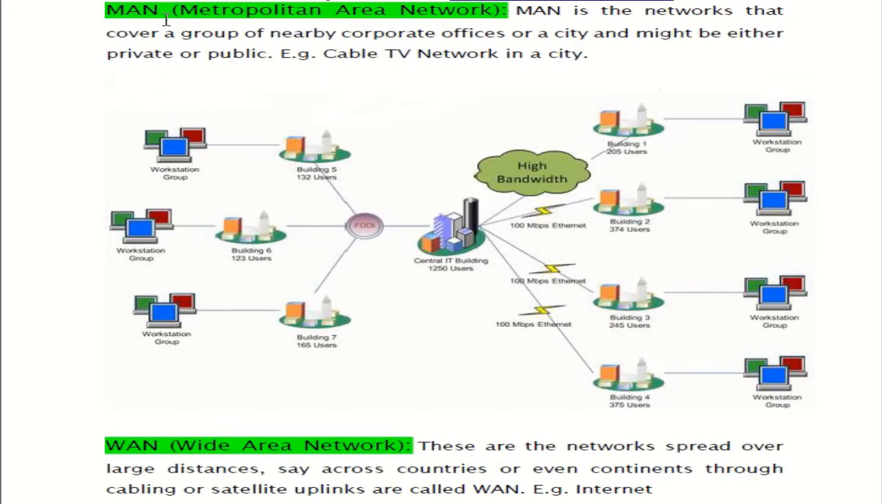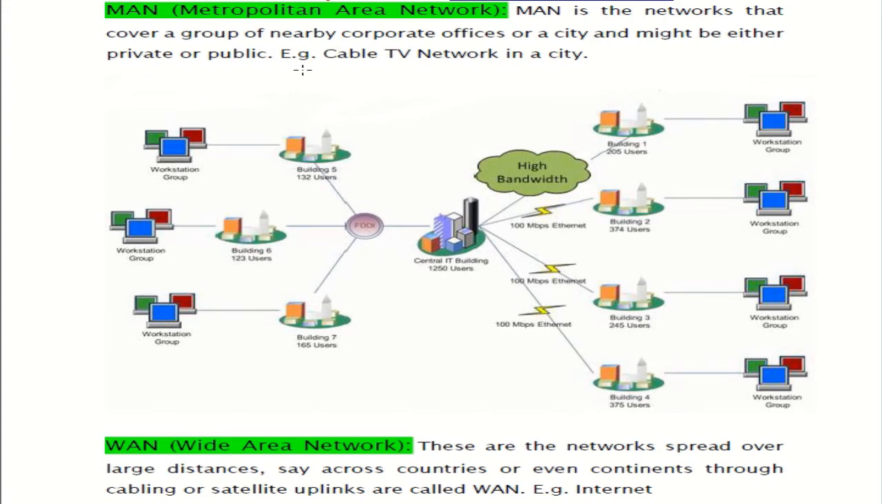Second is MAN. What is the full form of MAN? Metropolitan Area Network. MAN is a network that covers a group of nearby corporate offices or a city and might be either private or public. We can also say that two or more LANs could be connected and made into a MAN.